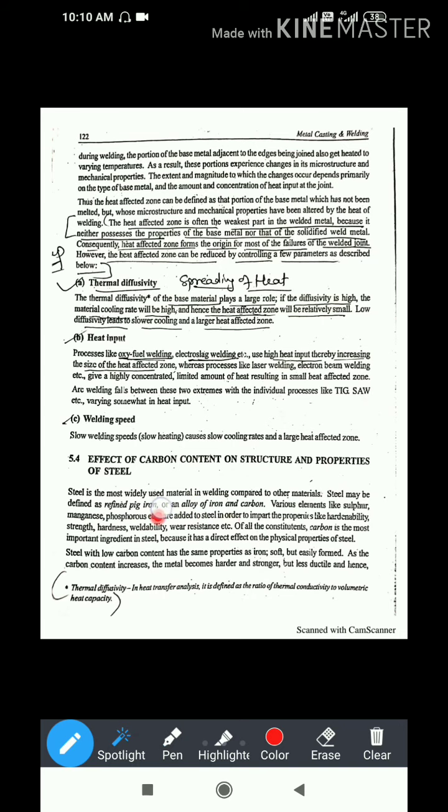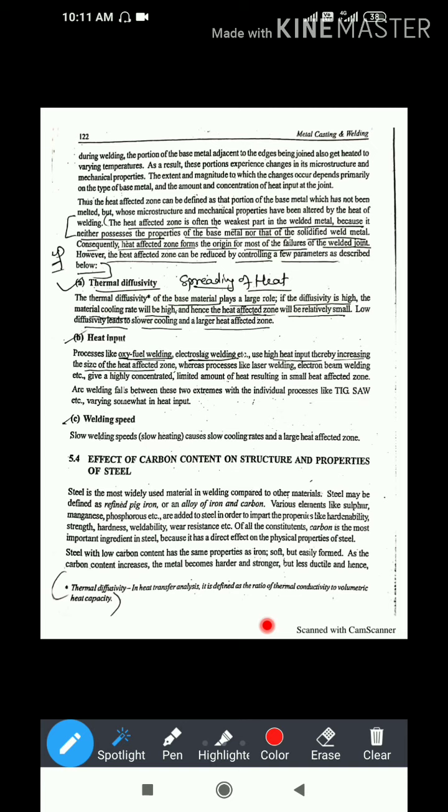Steel is widely used in welding compared to other materials. Most probably stainless steel, high carbon steel, and mild steel are used for welding. These steel materials are fabricated and joined in an assembly by means of welding processes. Steel may be defined as a refined pig iron, or an alloy of iron and carbon.